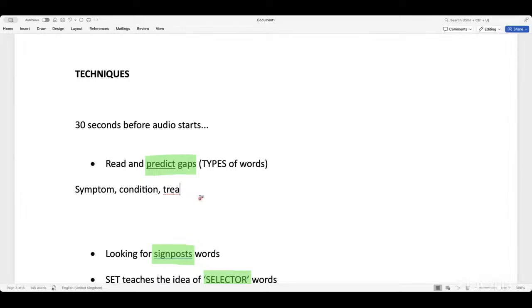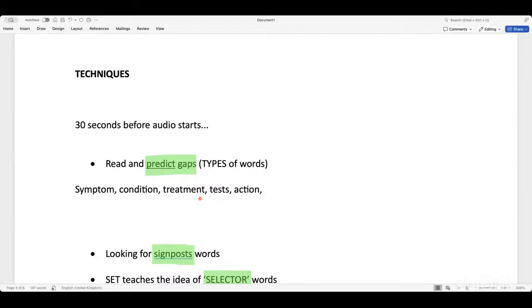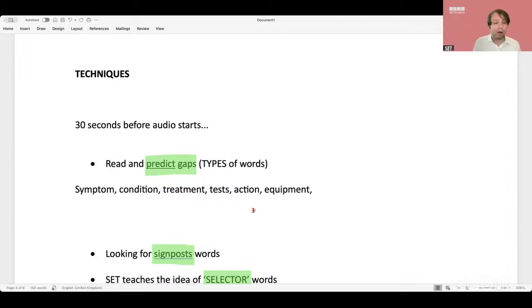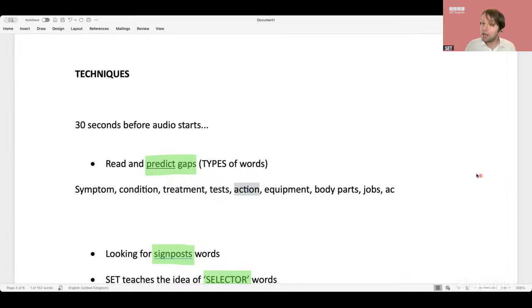Najibullah, go on. Symptom, condition. Treatment. Tests, some test descriptions. Yeah, description of what else? Test, action. What else? Equipment. Equipment, very nice. Now, Kadriye, any more? Yeah, body parts. Body parts, jobs. What else? Jobs, yes. One more. Action. Okay, action. I already had that one.